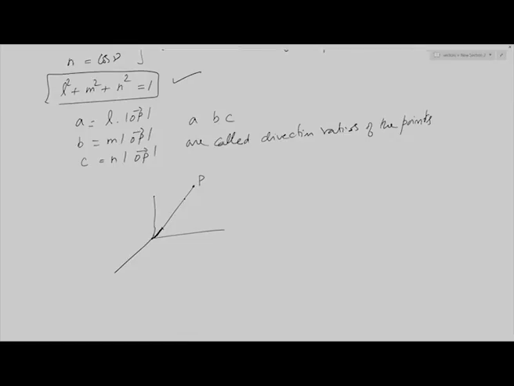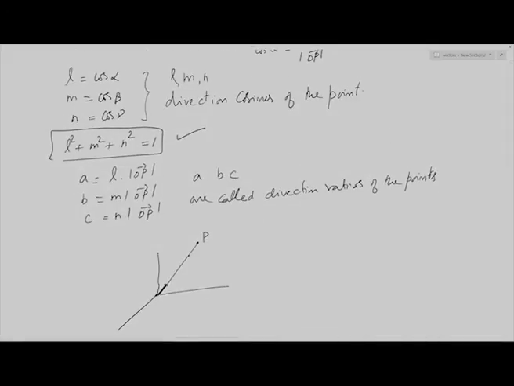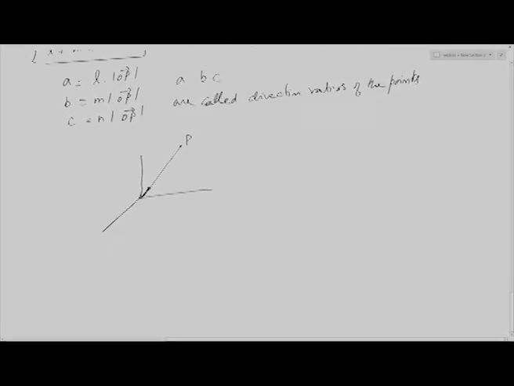Okay. So, for any given point P, the direction cosines are simply the components of the unit vector. Never get confused between the direction cosines and the direction ratios. Direction cosines are just the normalized ones with unit length, remember.